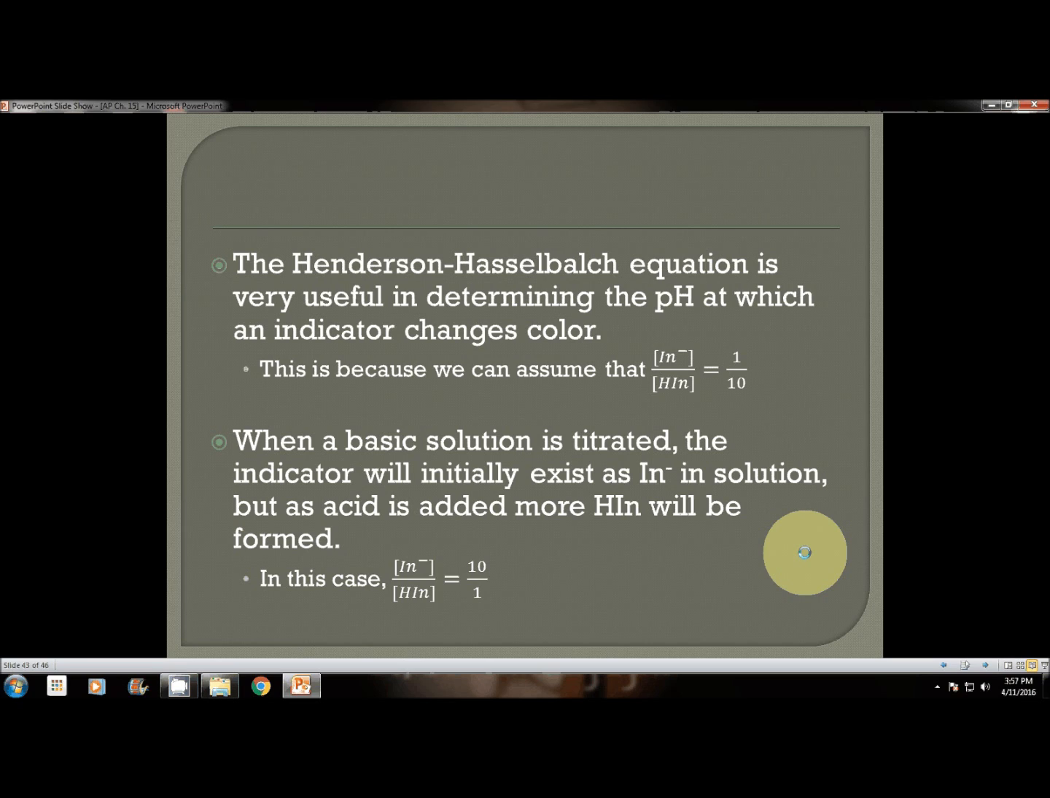But when we have a basic solution being titrated, the indicator will initially exist as the conjugate base in the solution, but then as acid is added, more of the acid form will be created. So in this case, the ratio is actually going to be 10:1. Just pay attention: are you titrating the base into the acid or the acid into the base? That's kind of important.